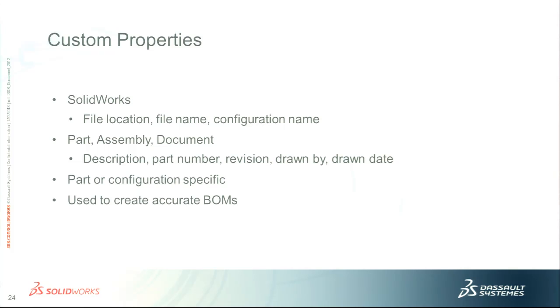Okay, so a custom property can be a lot of things. It can be a description of your part. It can be a part number. It can be the revision. You can say who drew this part, when did they draw it. Okay, those are part assembly document custom properties.